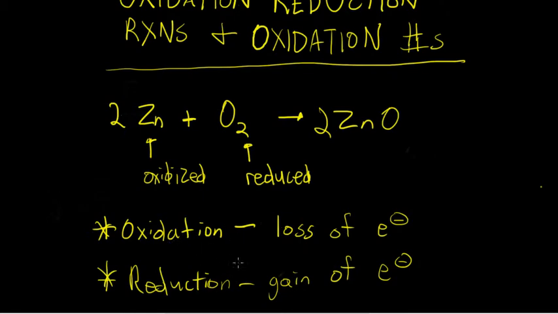So oxidation in a chemistry context is a loss of electrons, while reduction is a gain of electrons. So here, this zinc loses 2 electrons to form the Zn2+ ion. So you have 2 moles of zinc losing 2 electrons to form 2 moles of the Zn2+ ion. And so these are the 2 electrons that it loses. And this loss of electrons is oxidation.